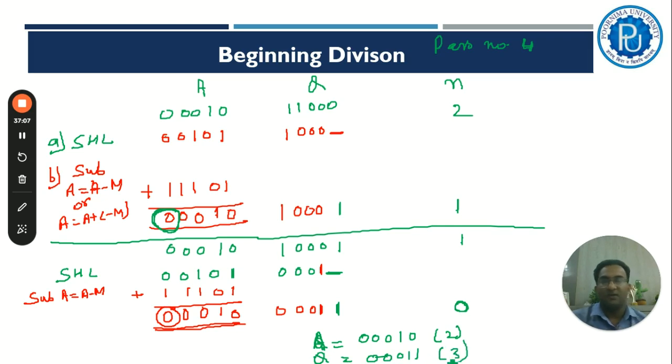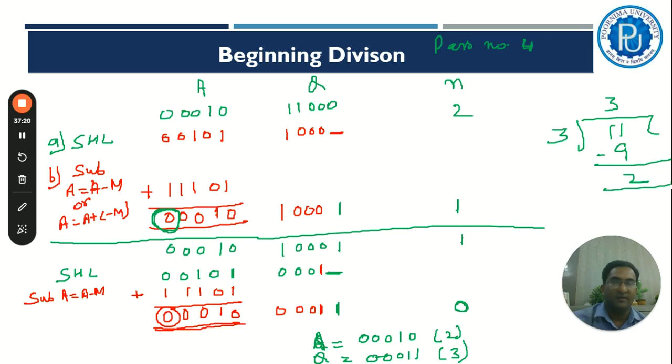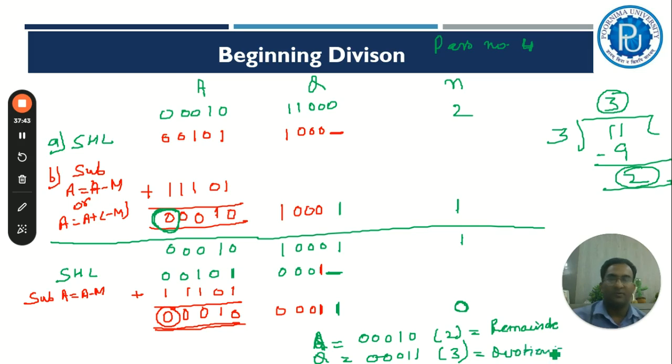As you know, our problem was dividing 11 by 3. So 3 threes are 9. We do the subtraction and the remainder is 2 there. So the quotient is 3 and the remainder is 2. The accumulator is holding the remainder, and Q is holding the quotient value.